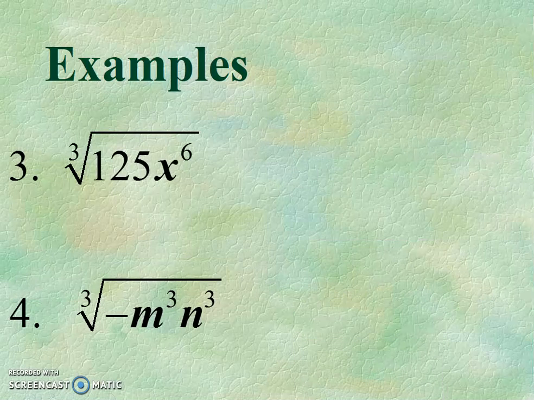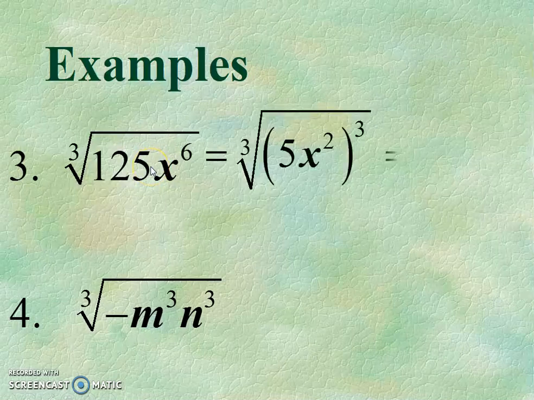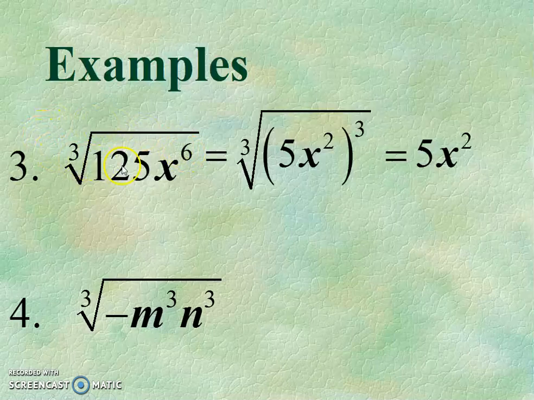Alright, let's do 2 more examples. So right here we're going to do the cube root of 125, which is going to be 5. And we're going to do the cube root of x to the 6. So 6 divided by 3 is going to give us 2. You could write this as 5x squared cubed, but either way, you're going to get the same answer.